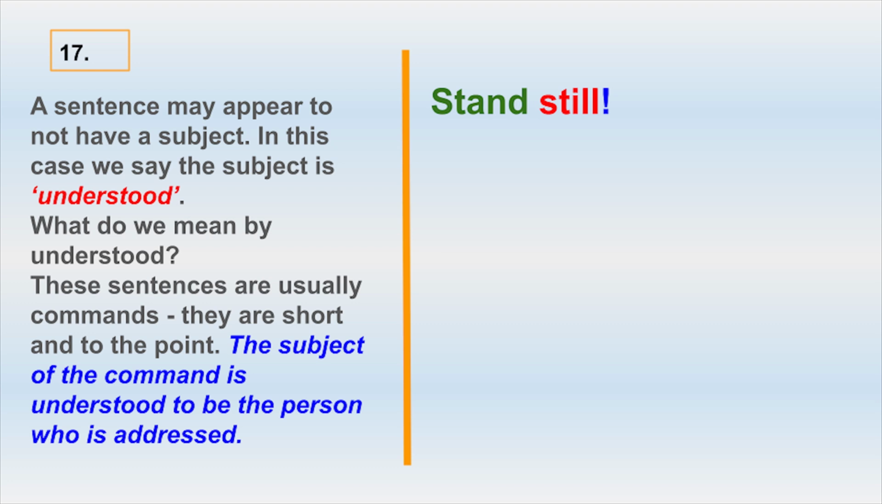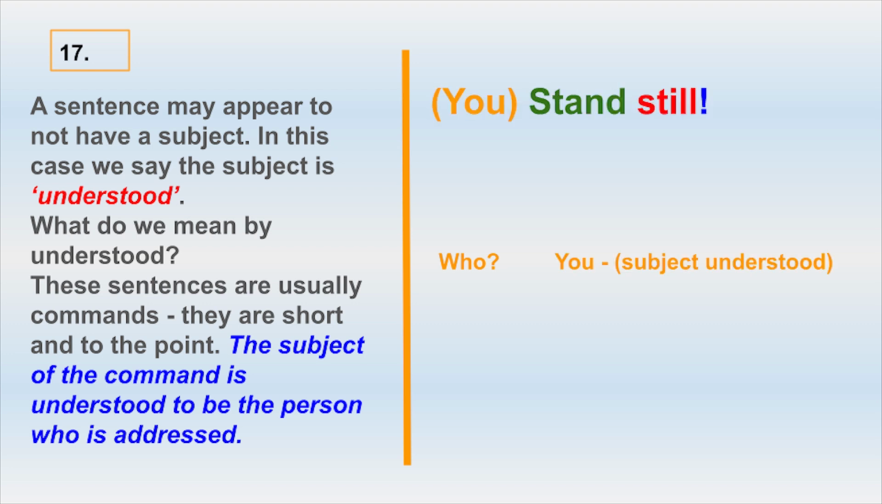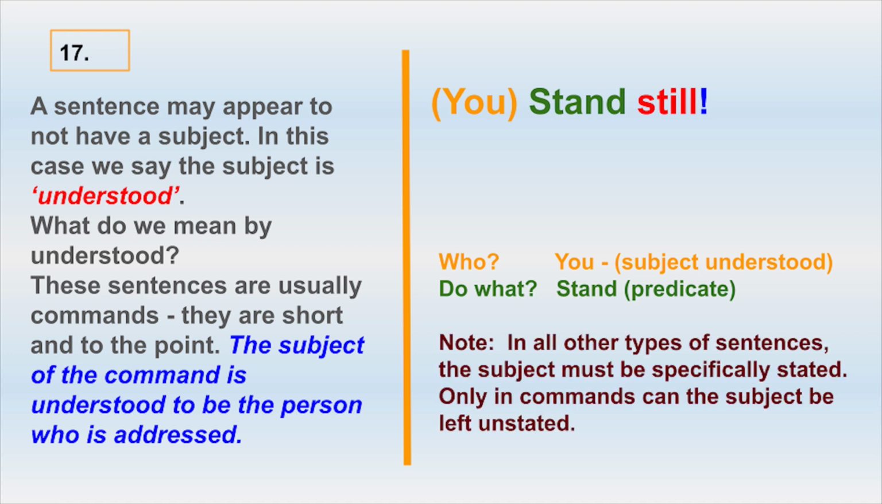Remember, to find the subject, we ask the question who or what. Who should stand still? You stand still. So even though you is not written in the sentence, it is understood because we must be telling someone to stand still. So the subject of this sentence is you, understood. Please note, in all other types of sentences, the subject must be specifically stated. Only in commands can the subject be left unstated.